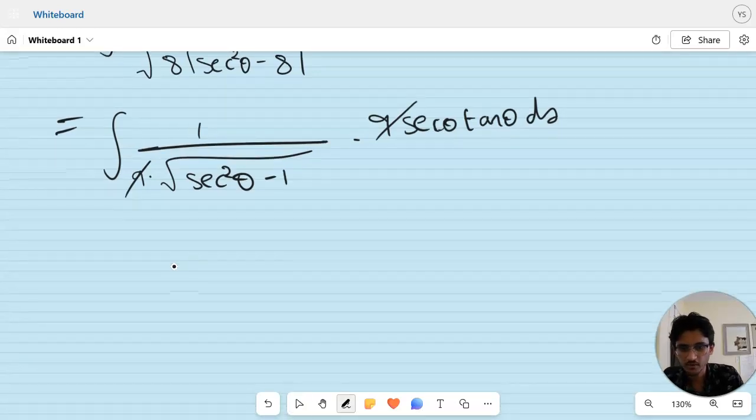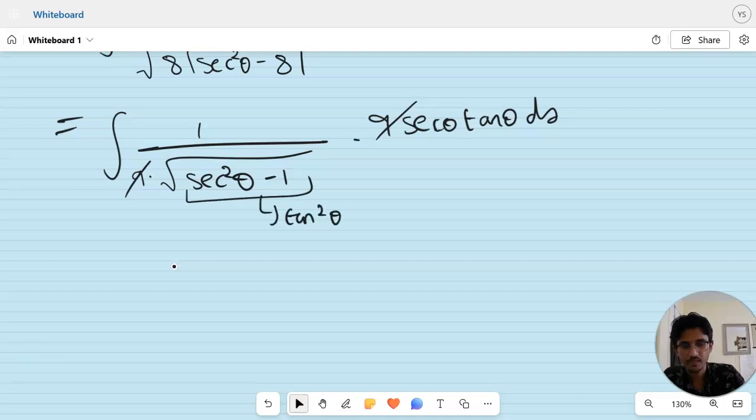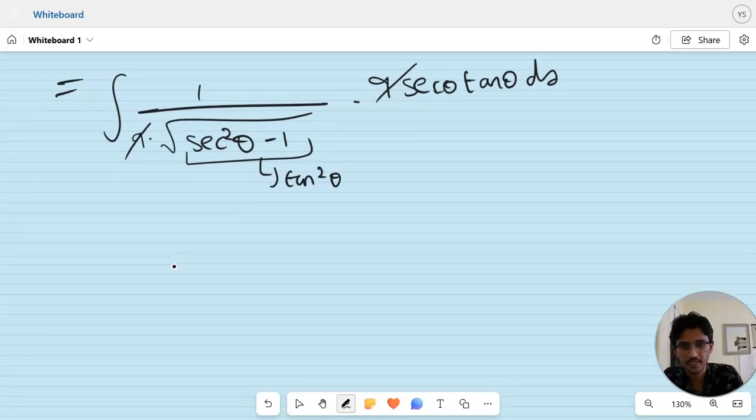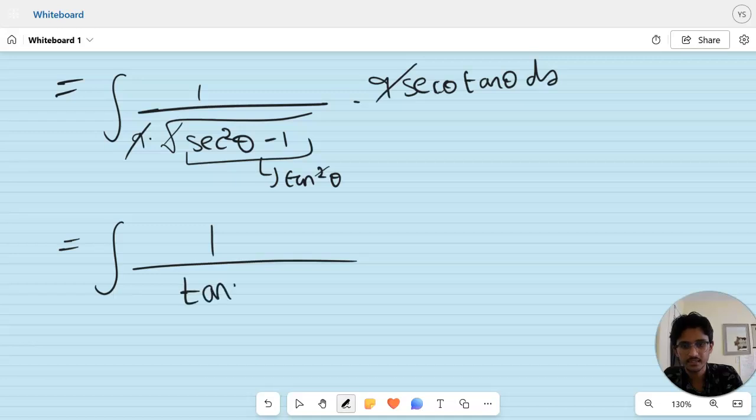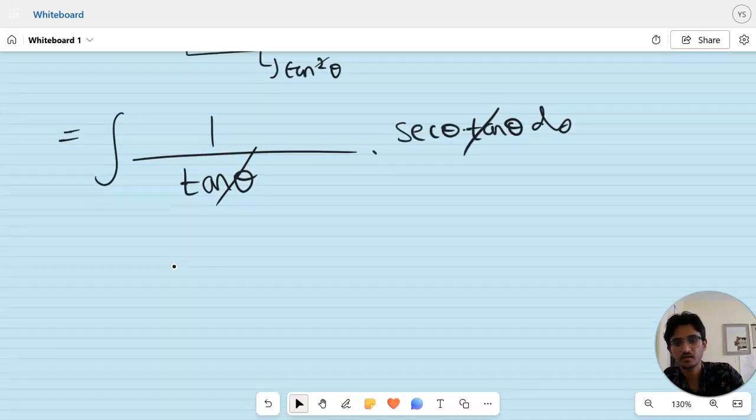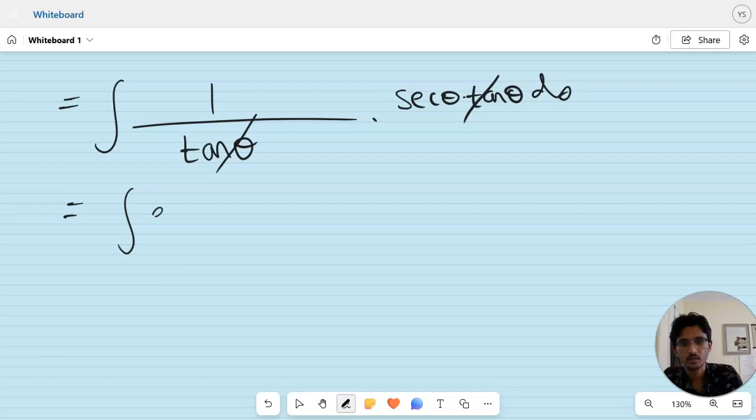So let's continue. Secant squared theta minus 1, what does that equal to? That equals tangent squared, going back to our formula. And tangent squared and the square root cancel, and then we're going to be left with just tangent. Tangent times secant theta times tan theta d theta. The tangents are going to beautifully cross out, and we're going to be left with secant theta d theta.